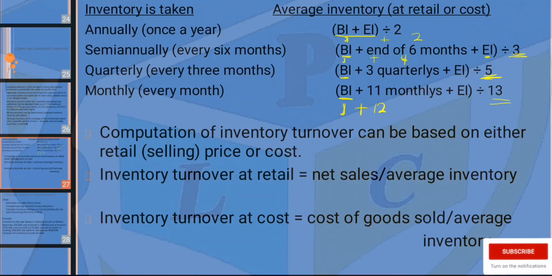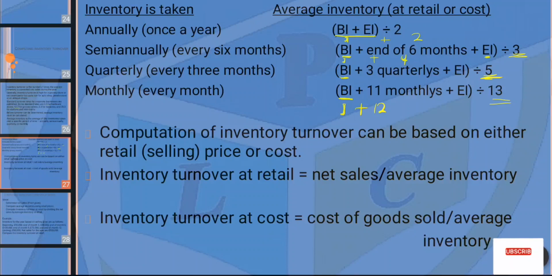When it comes to semi-annual, as we have already shared, it's going to be the beginning inventory. If you have beginning inventory, and then semi-annual is what? Every 6 months. You have twice every 6 months in a year. So it's going to be from January to June, and from July to December. That's going to be for the ending inventory. So that's going to give you 3.